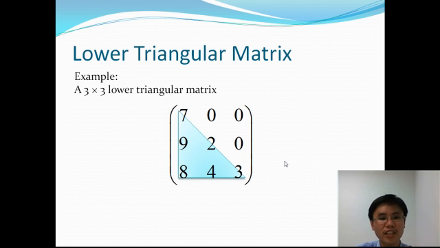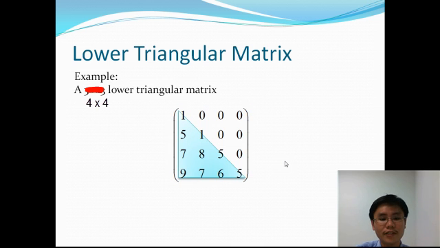Here is another example of lower triangular matrix. The order of the matrix is 3 by 3, which indicates that this matrix is a square matrix. Do you see that the elements which lie in the blue triangle are non-zeros? Lastly, this example shows a 4 by 4 triangular matrix. Do you see that elements at the diagonal and below the diagonal are non-zeros?